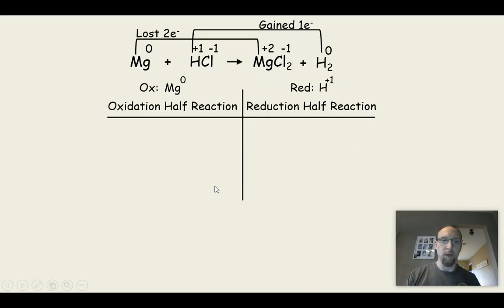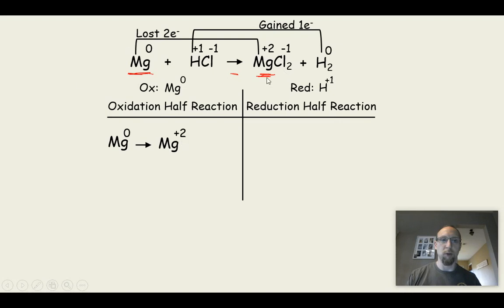So let's take a look at what's going on here. So oxidation, Mg0. Mg0 is oxidized. We figured that out already. So we're kind of taking just the oxidation portion out of the entire reaction. So Mg0 is becoming Mg plus 2. So we want to show that, right? Mg0 is becoming, arrow, Mg plus 2.